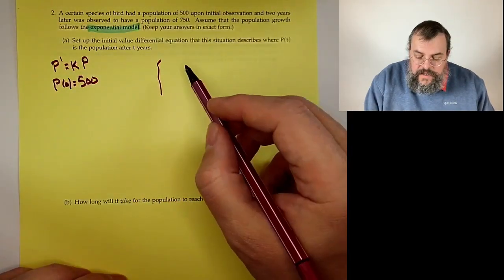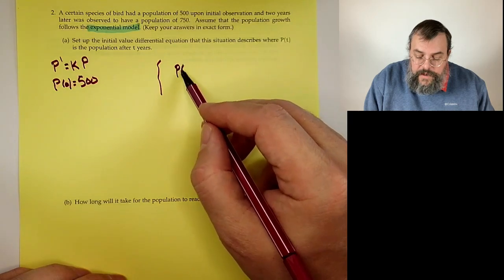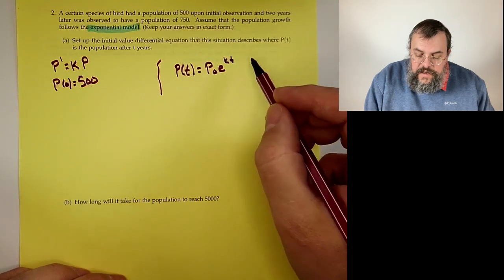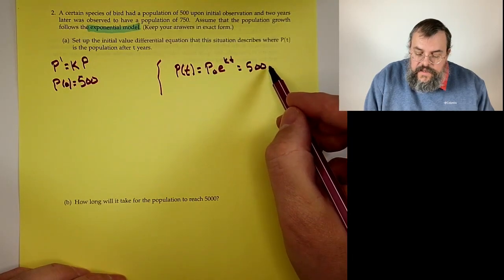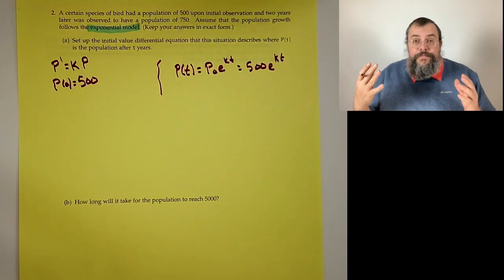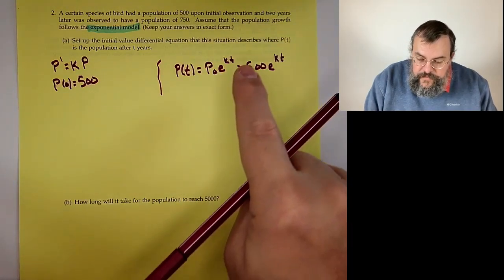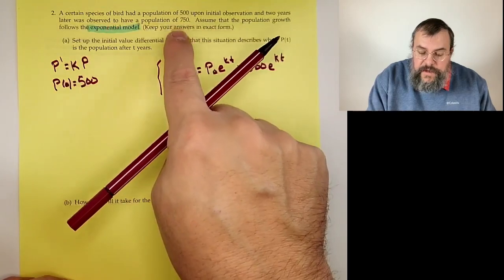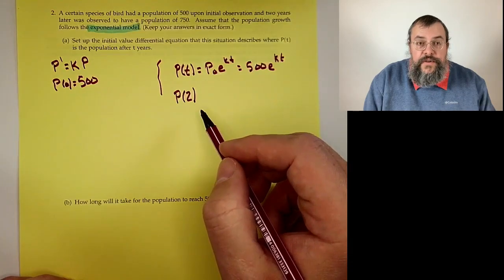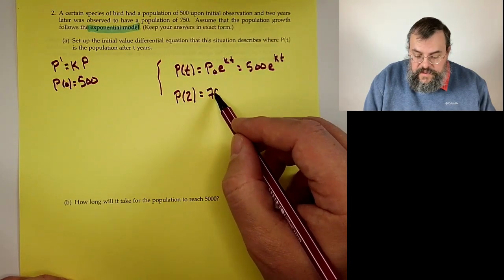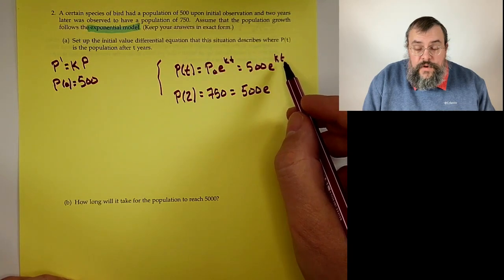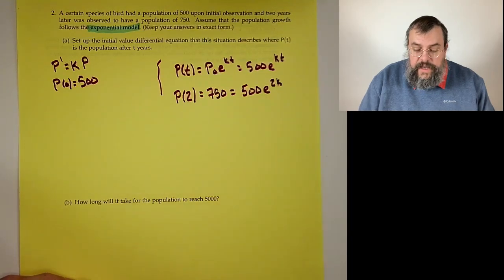We'll actually solve, and so our population follows the following: P of t is P0 e to the kt. So it's 500 e to the kt, and we're trying to solve for k. Once we have k, we're good to go. Well, what do we know? It says 2 years later, the population is 750. So P of 2, our population at 2 years, is 750. That's 500 e to the k times 2, because we're putting t equals 2. We'll write it as 2k.